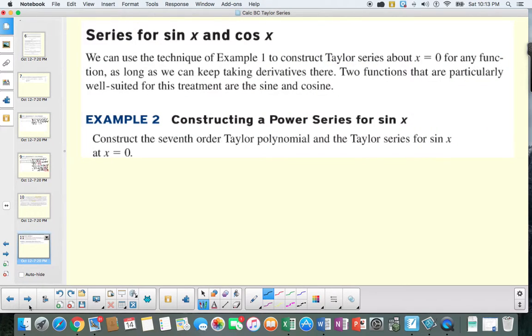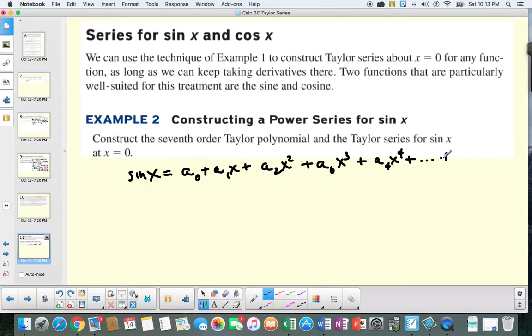All right, series for sine of x and cosine of x. Let's construct the 7th order Taylor polynomial. So we're going to go to the 7th power when we do this. Let's go ahead and do it for sine of x, which is what we started off with. Sine of x is going to be equal to a sub naught plus a sub 1 x plus a sub 2 x squared plus a sub 3 x to the third plus a sub 4 x to the fourth, and we're going to keep on going till we get to a sub 7 x to the 7th.